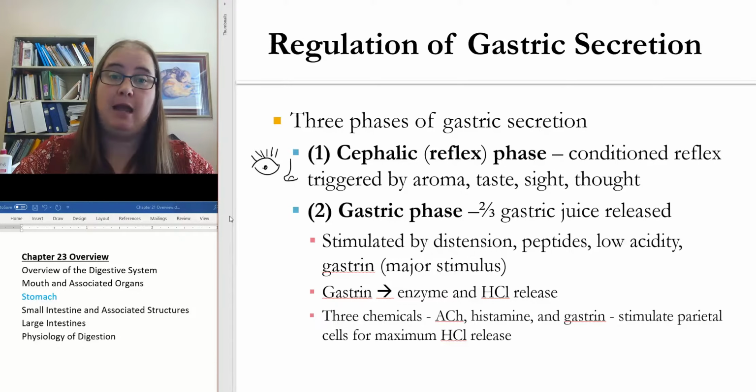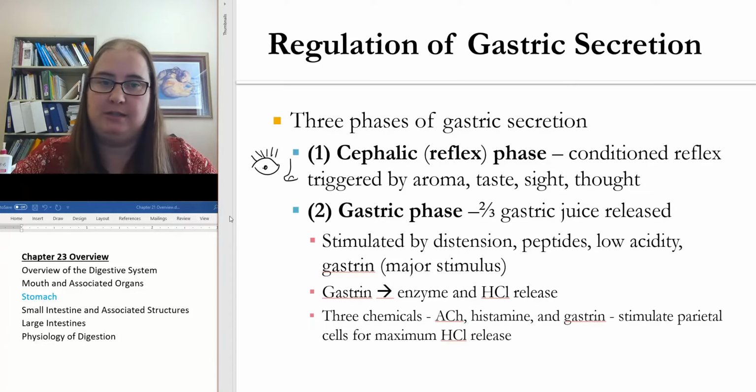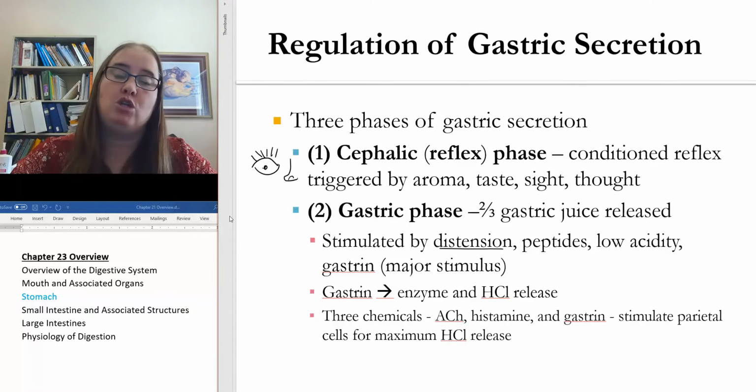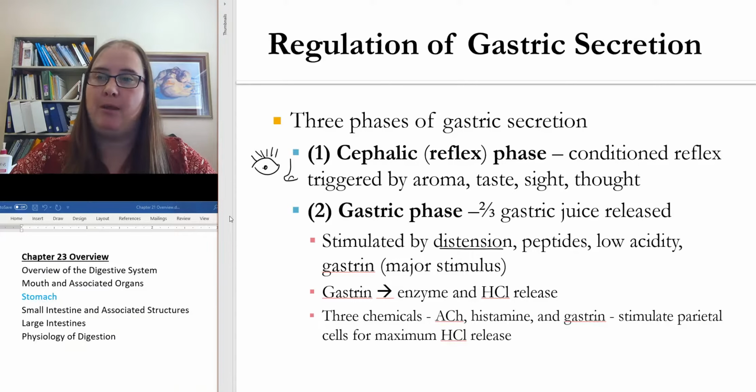Now because that food has entered the stomach, you're going to get distension. That's just a fancy word for stretching. You're going to start to create peptides. Remember that pepsinogen converts into pepsin. Pepsin will start breaking down some of those proteins a little bit. You'll have a low acidity. And the biggest thing here is you start to secrete gastrin. Those enteroendocrine cells start to dump a massive amount of gastrin.